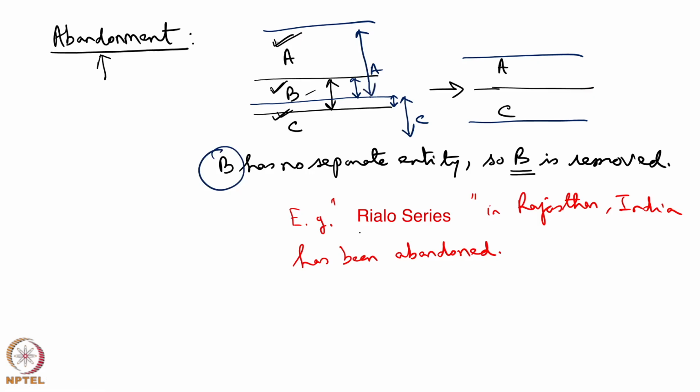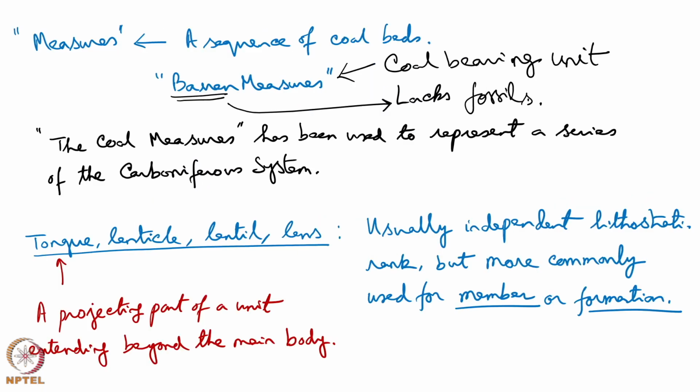So, what happens to the stratigraphic name? B, let us say B formation, this word will no more be used, this word will be abandoned in subsequent literature, but after giving sufficient scientific reason why it is done so. An example is from Indian stratigraphy, from Rajasthan, Rayalo series was defined by Heron, but then it was found that Rayalo series has no separate entity and then this term has been abandoned in Indian stratigraphy.